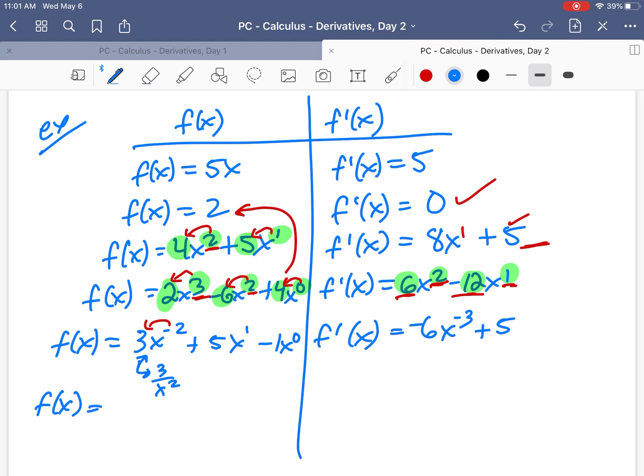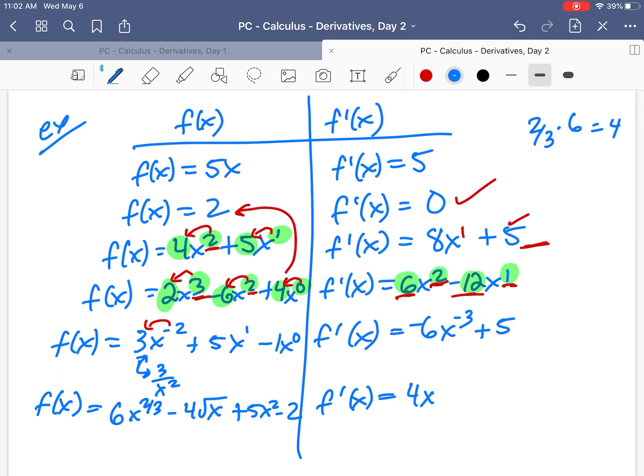All right, so let's say we had f of x equals 6x to the 2/3 minus 4 radical x plus 5x squared minus 2. All right, so 6x to the 2/3. That's kind of weird, but whatever. So I'm just going to do 2/3 times 6. Well, 2/3 times 6, let's see, that's 12 over 3, that's 4. So I get 4 for my coefficient. And now for my new exponent, I have to take 2/3 and drop it down a level, so take away 1. So 2/3 minus 1 is negative 1/3. So this turns into negative 1/3.